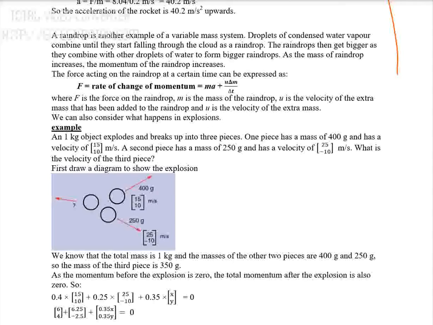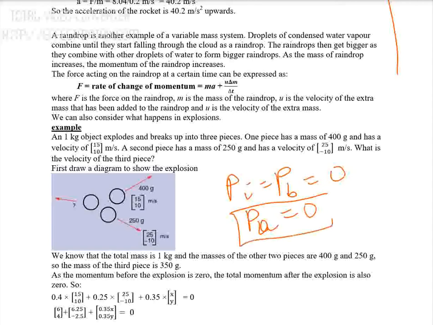And also for a variable mass system, if you take an explosion, always in the explosion case, the momentum before the explosion is always what? 0. Therefore, when you did such examples, the momentum after is equivalent to 0. This is your starting point. For example, a 1 kilogram object explodes and breaks into 3 pieces. One piece has a mass of this much and this velocity, and the second piece has this mass and this velocity. What is the velocity of the third piece?